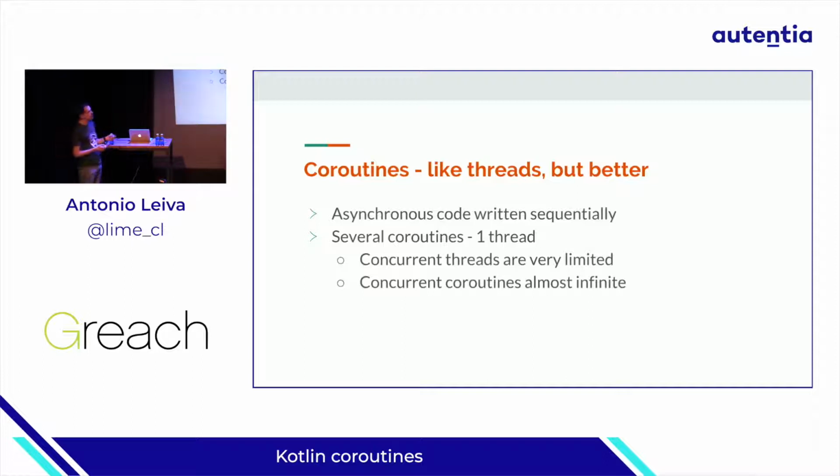But the other one, when compared with regular threads, is that several coroutines can be run on a single thread, which means that while concurrent threads are limited in the Java virtual machine, concurrent coroutines are almost infinite. We can run as many coroutines as we want, and the coroutines framework will do what it needs to use the threads in an efficient way, so that we don't have to worry about that, and finish all these coroutines without issues.